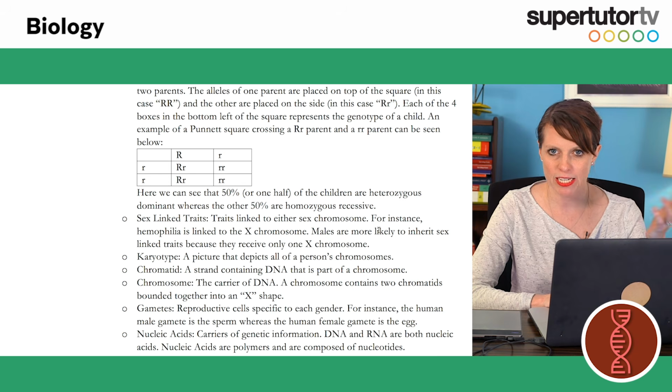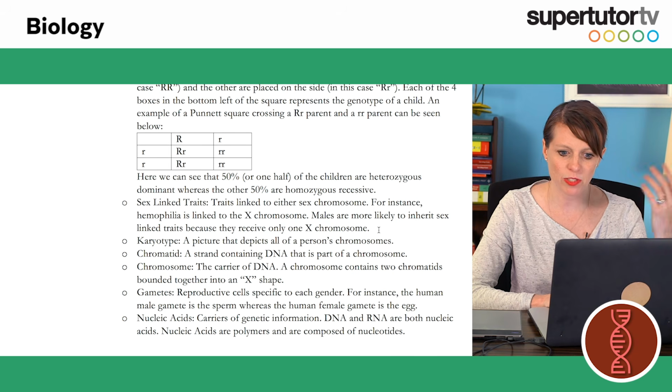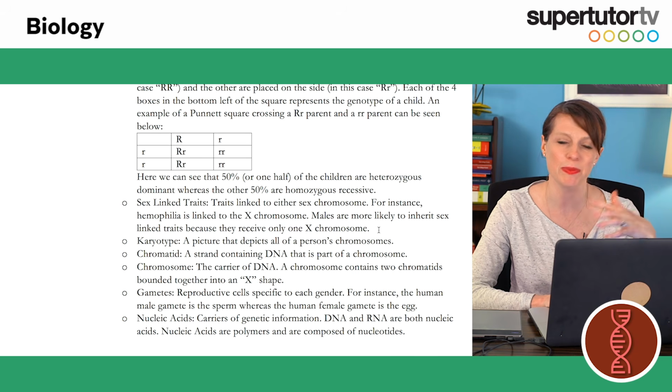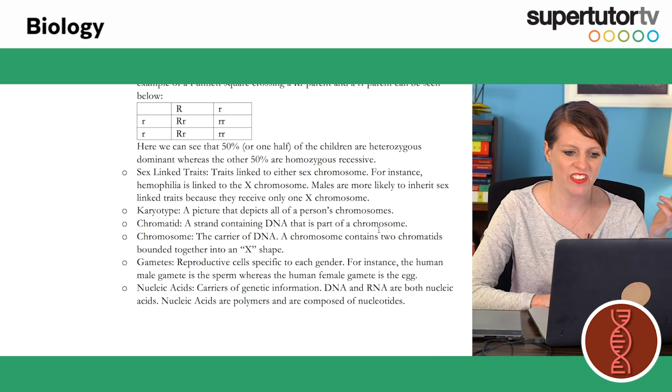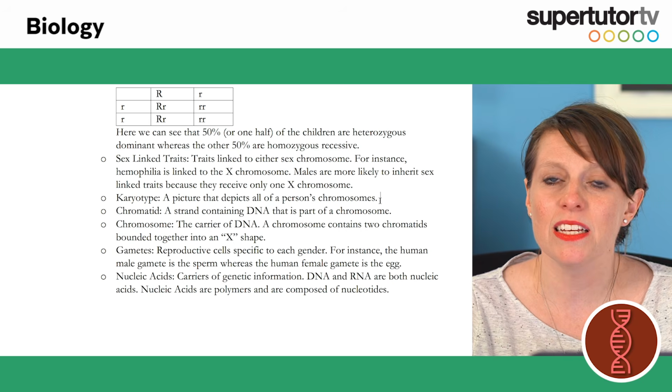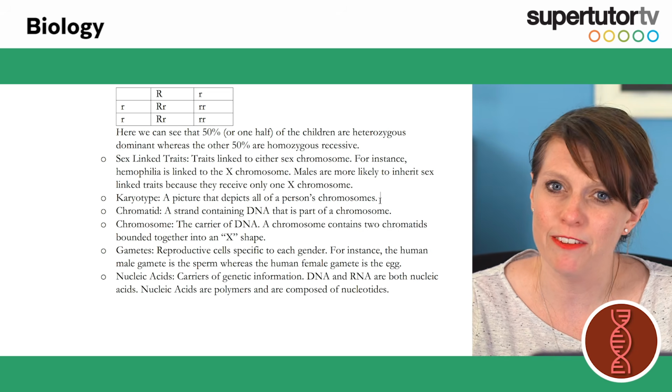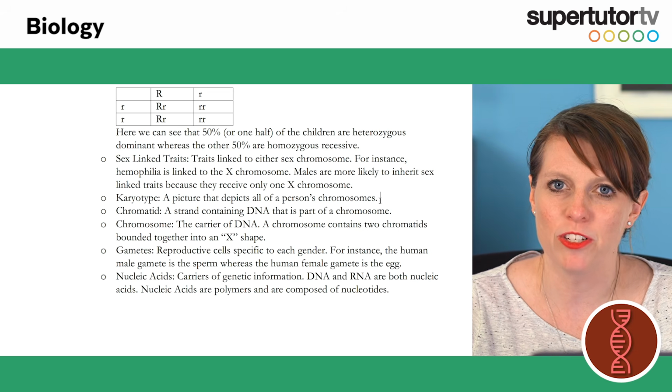Colorblindness, for example, is a sex-linked trait. That's why males are more likely to inherit colorblindness, because it's recessive and it's carried on the X chromosome. There are other conditions that are that way as well. Just because a trait is sex-linked doesn't mean it has to be recessive. You could also have a sex-linked trait that was dominant.